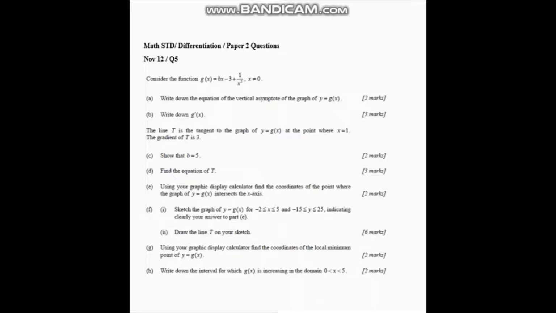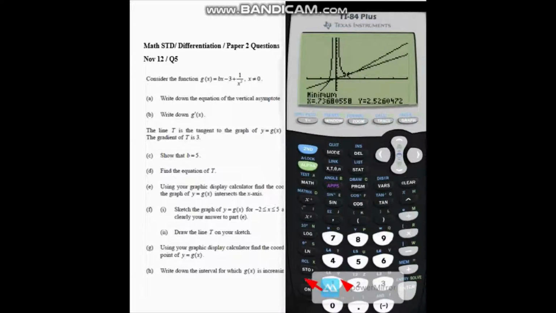Finally, in H, you are required to write down the interval for which g of x is increasing in the domain 0 less than x less than 5. So let's take a look. The domain exists from 0 to 5, which is the end of my graph. So I don't care about the part to the left of the y-axis. I only care about the part to the right of the y-axis.